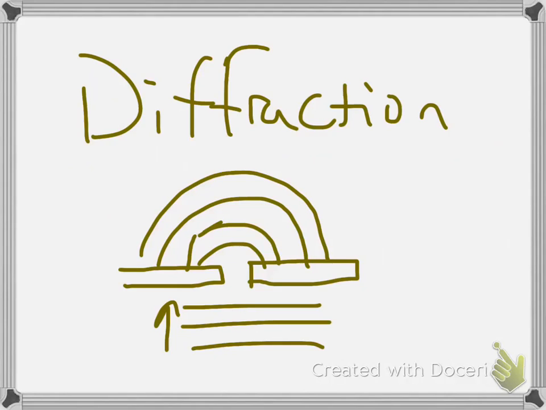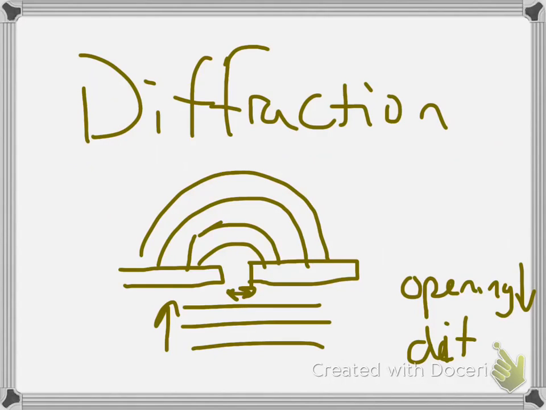Now, things that affect the amount of diffraction, how much it's curved, is the distance right here between these two barriers, the opening size. If the opening size goes down, the amount of diffraction or bending goes up. Okay? The other thing is the wavelength of the wave. As the wavelength goes up, it's going to bend more. So the diffraction itself goes up.